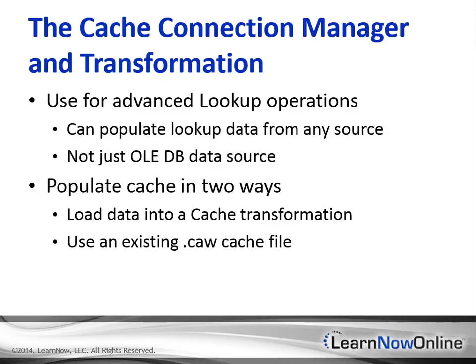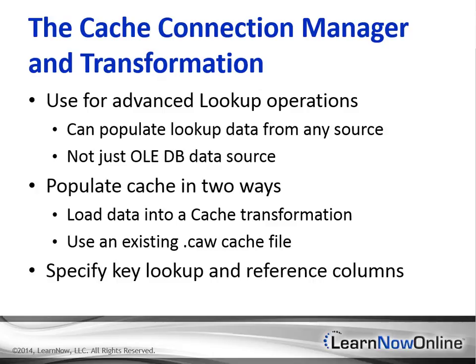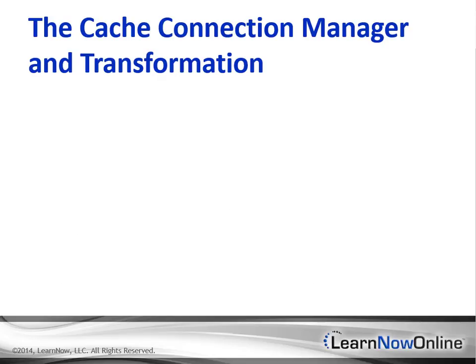And then the other option is to configure the Cache Connection Manager to use an existing .caw cache file. So you obviously would have had to have created that cache file previously. Then, when you execute the package, the Connection Manager loads the cache directly from the .caw file. When you configure a Cache Connection Manager, you need to specify which columns are the key lookup data and which are the reference fields. It uses this information to optimize the cache for the fastest possible lookups.